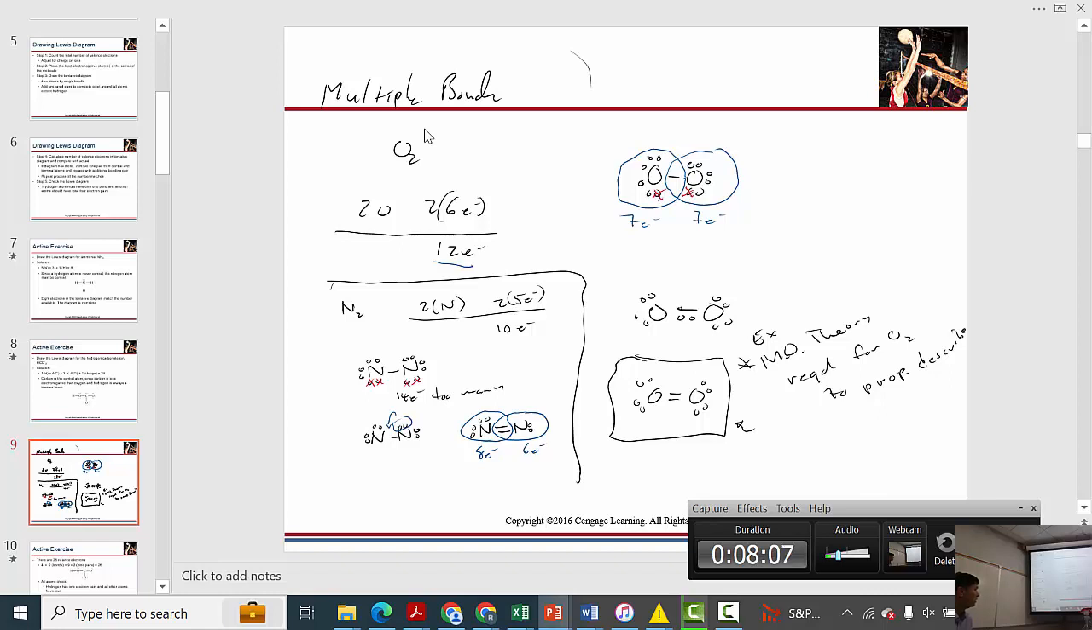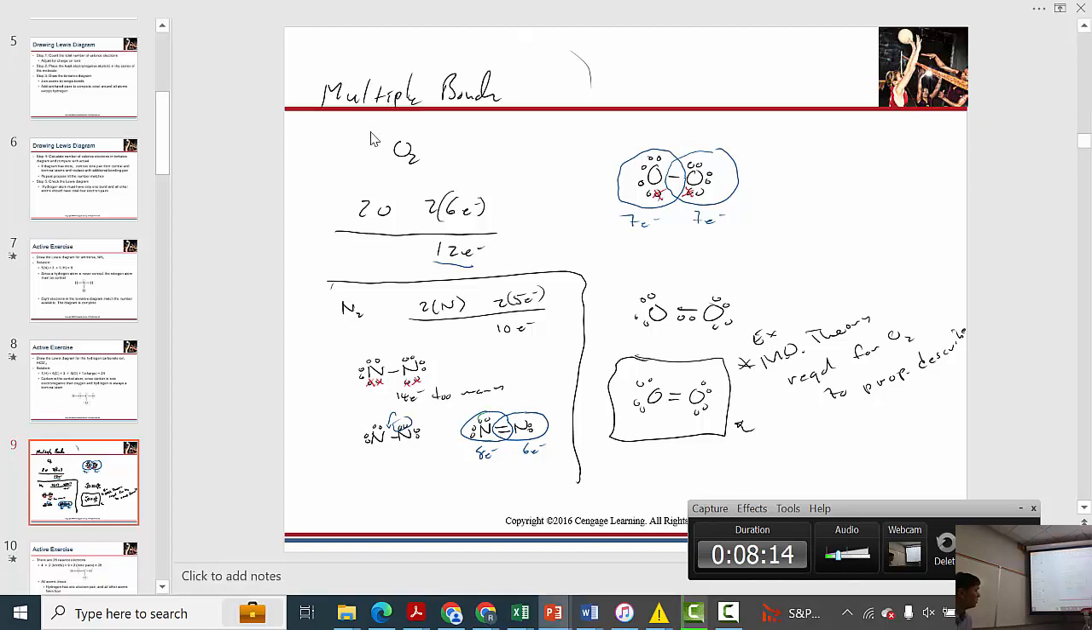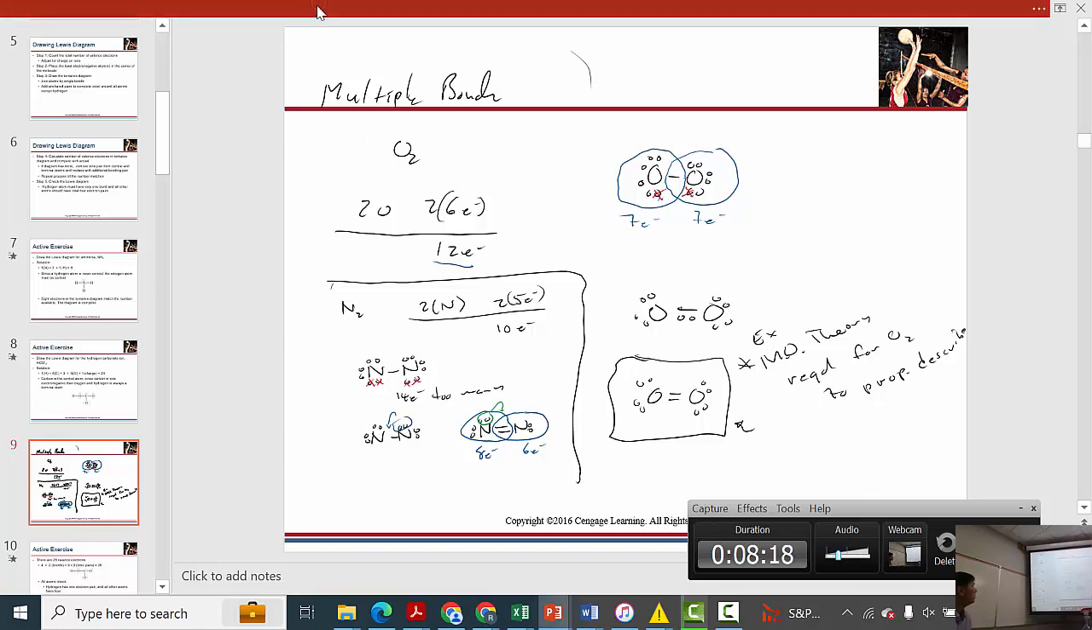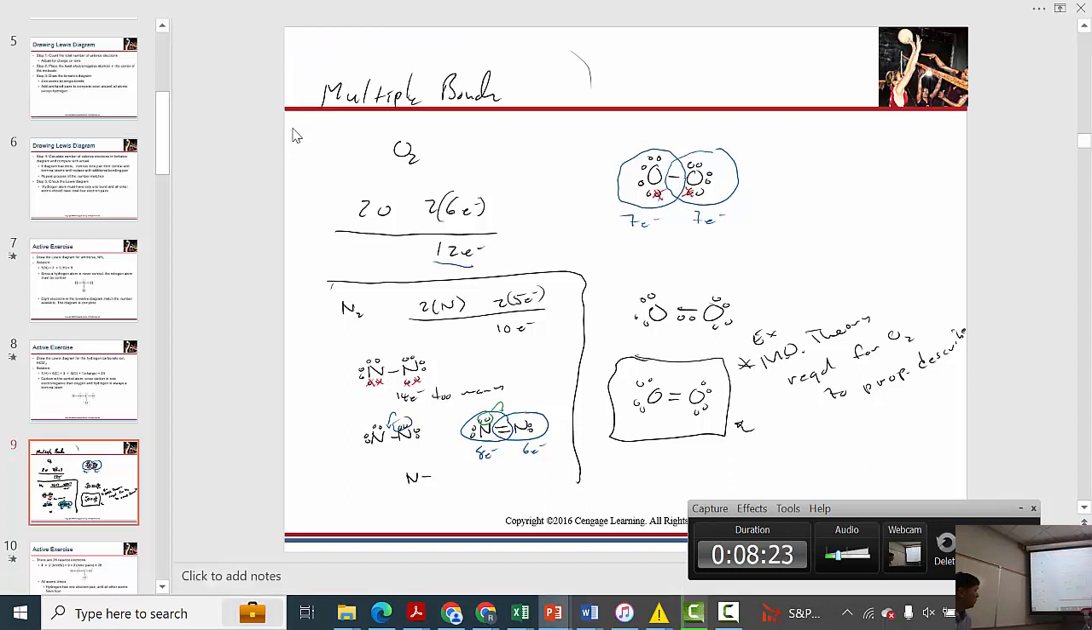Did you put like 3 bonds in between? Yeah, exactly. So that's what we're going to do. We're going to take this additional lone pair and drop it into the bond. So both nitrogens will contribute a lone pair and convert it into a bonding pair.